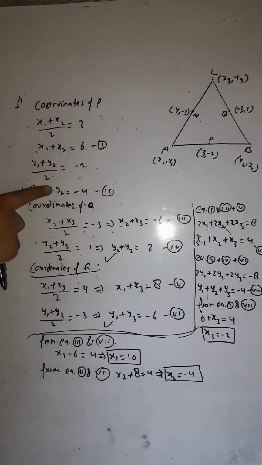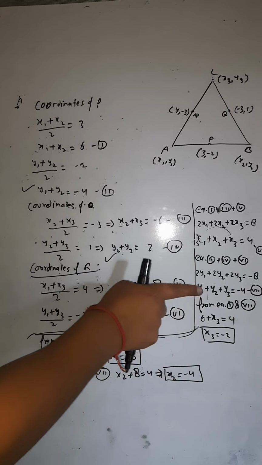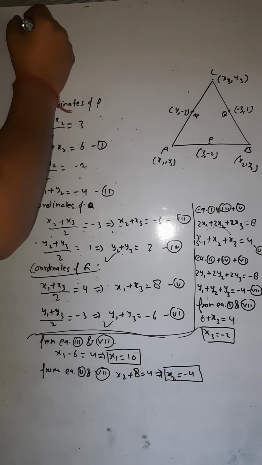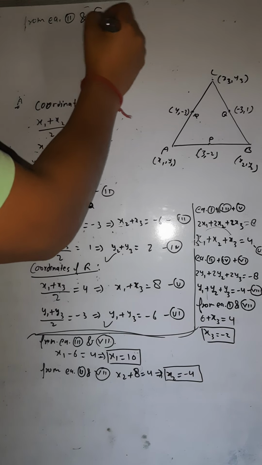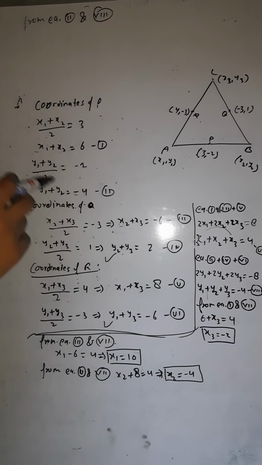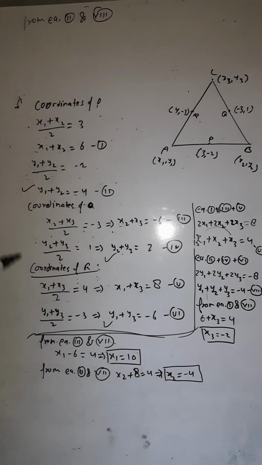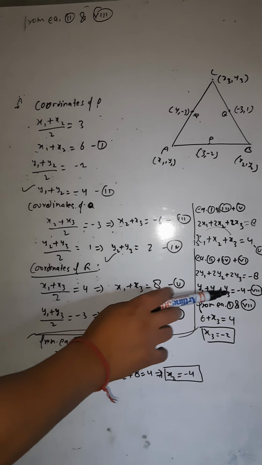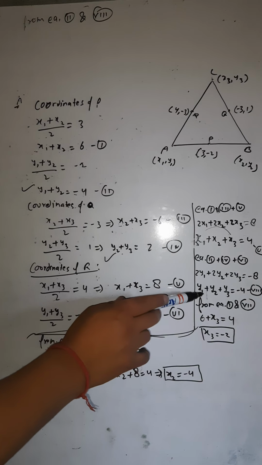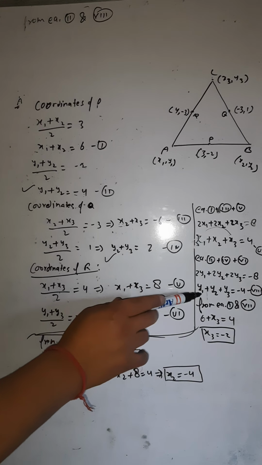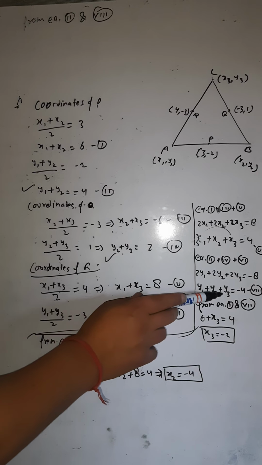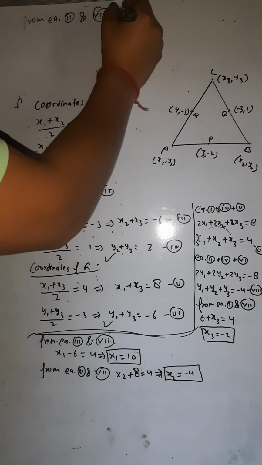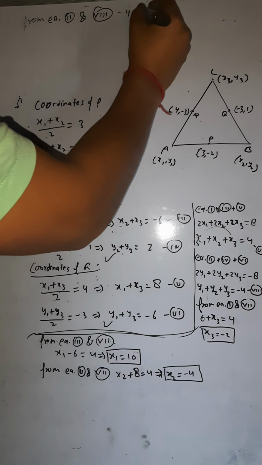Okay, now from equation number 2 and 8, what do you have from there? Equation 2 gives y1 plus y2 is minus 4, and equation number 8 is y1 plus y2 plus y3 is minus 4. So in place of y1 plus y2, I can write minus 4. Look there, I can write in place of y1 plus y2 as minus 4. So I am using it. So it would be minus 4 plus y3.